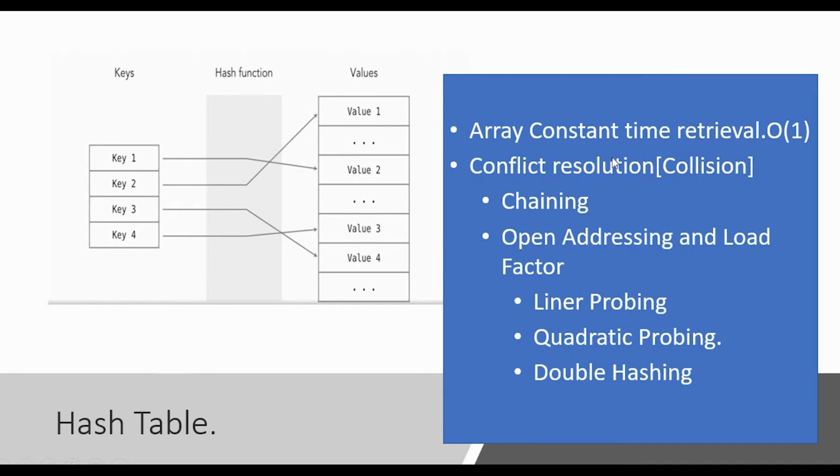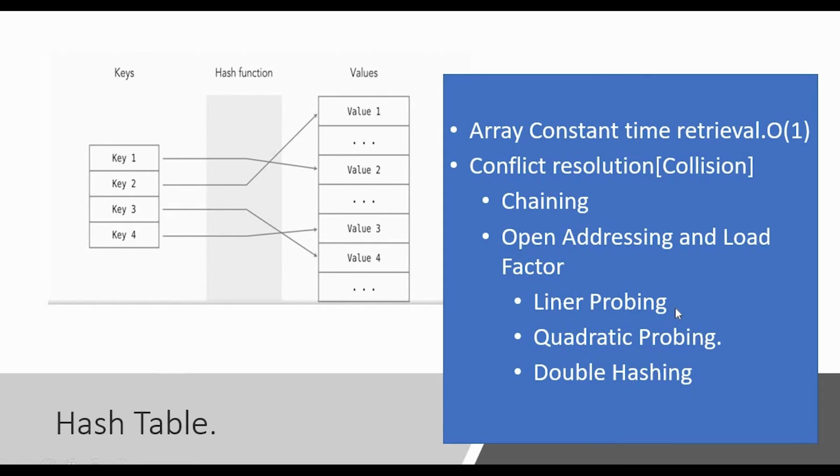So first understand the hash, and probably if I make a video on advanced topics of data structures, then I would be covering all this. Conflict resolution means if you pass key 1 and it goes to value 2, similarly if key 3 passes through a hash function, it can also go to value 2 for saving the data. But here data is already present, so there would be a conflict, and that conflict is resolved through these concepts: chaining, open addressing and load factors, linear probing, quadratic probing.